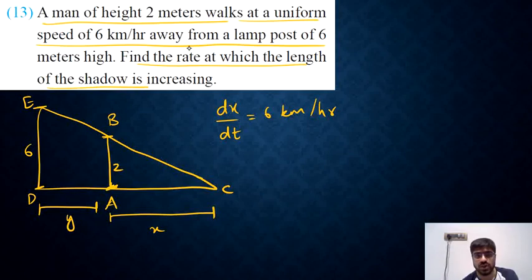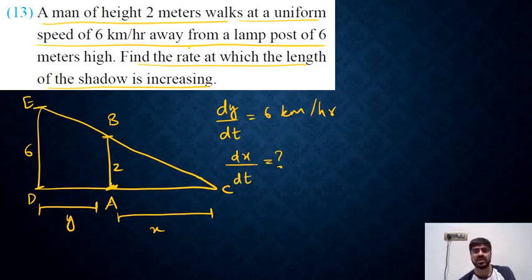Find the rate at which the length of the shadow is increasing. So, I'm so sorry. It's not dx by dt which is 6. It's dy by dt that will be 6, because when the man is moving away from the lamppost, it is y that is increasing at a rate of 6 kilometers per hour. So dy by dt has been given to us as 6. The shadow will be the part AC. Length of shadow means x, and they are asking us the rate at which x will increase. So we have to find dx by dt in this particular question.